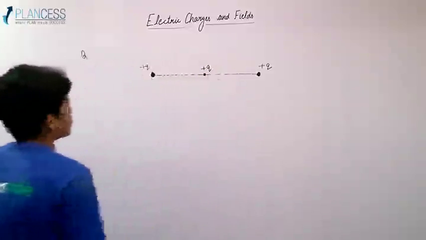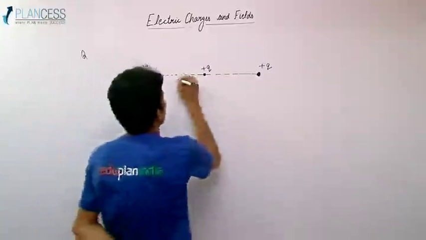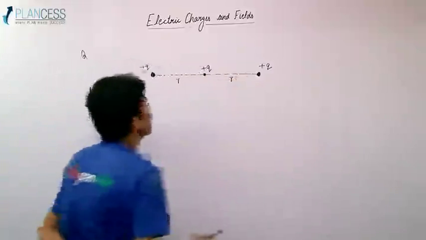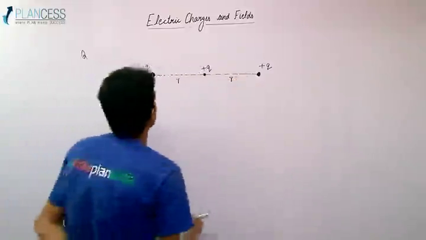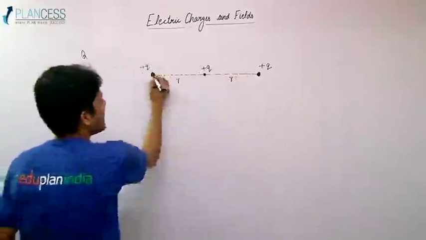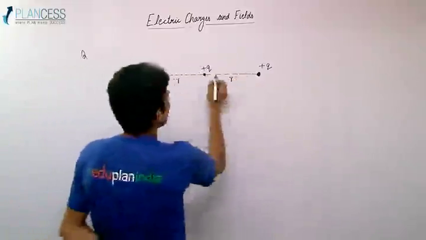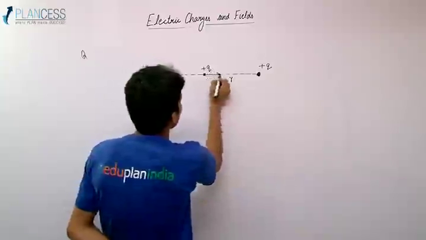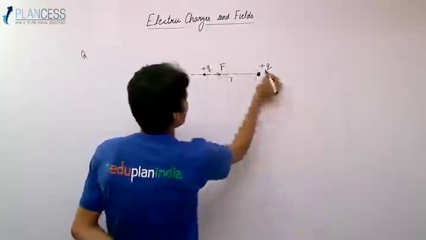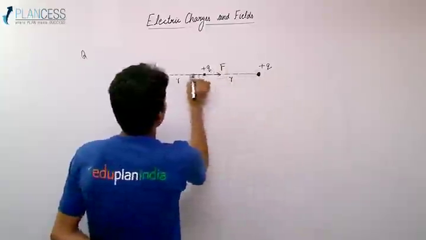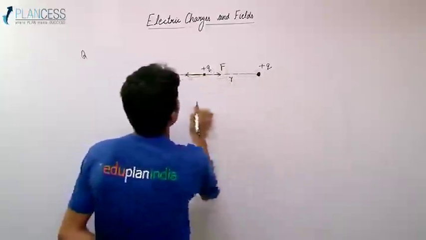Now this distance is, let's say, r, this distance is, let's say, r. So if I closely see, this electric charge, means this body will exert a force of F in this direction, and this body will exert a force of F in this direction.